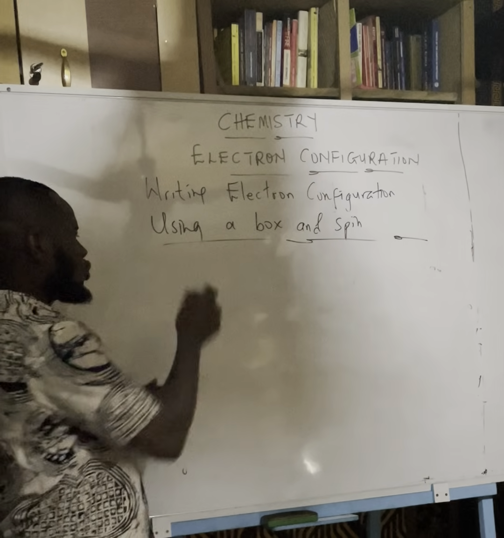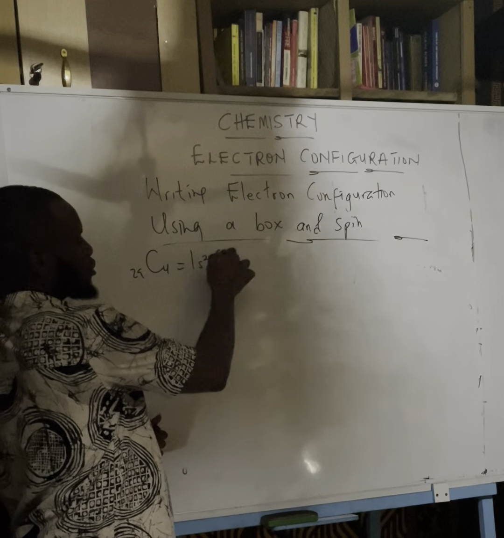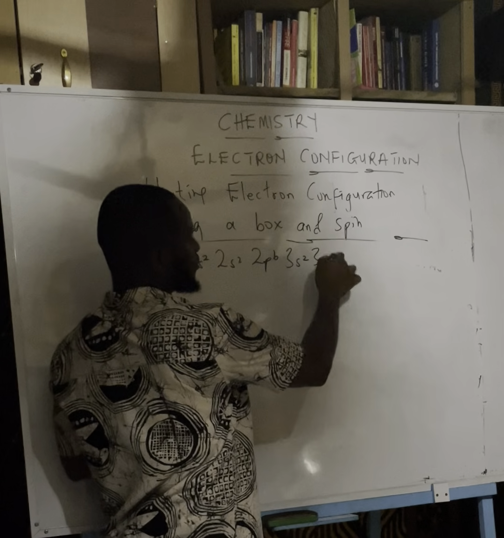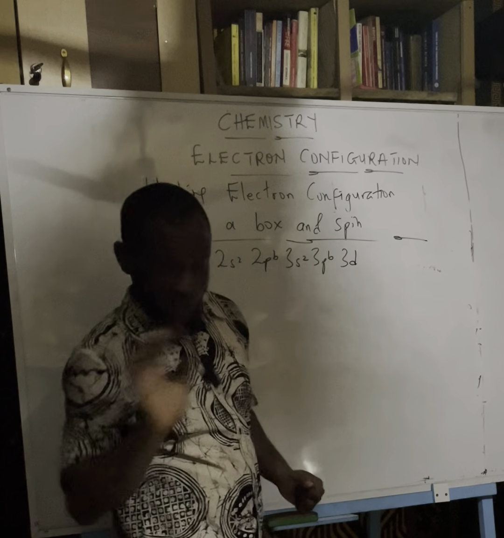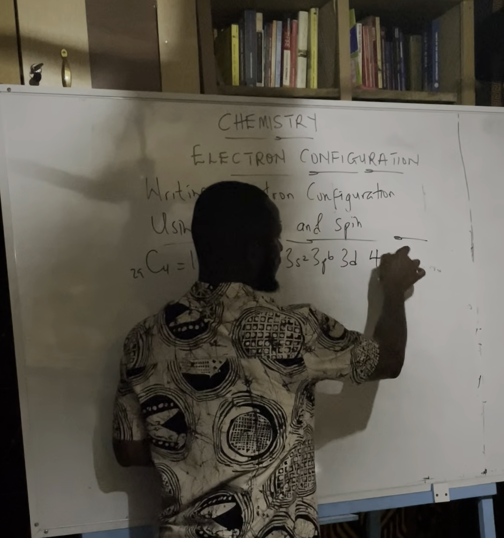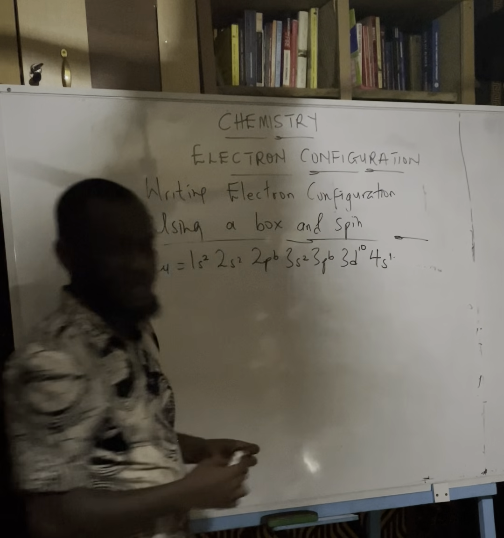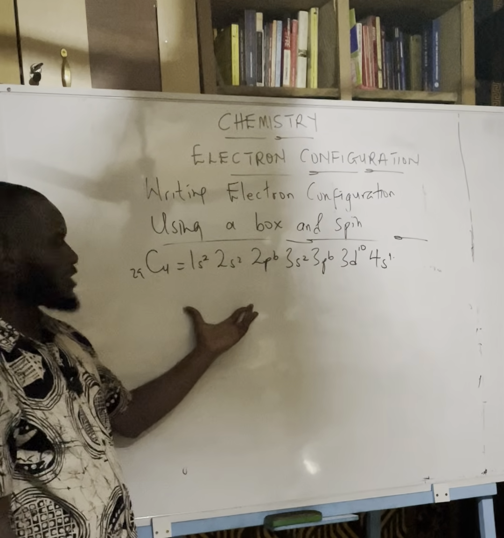Copper. Remember we said that copper is an exception. So this is 1s2, 2s2, 2p6, 3s2, 3p6, 3d, write it, but don't fill it. Then fill your 4s1, sorry, 4s1, then 3d10 there. So now, how will you write the box?